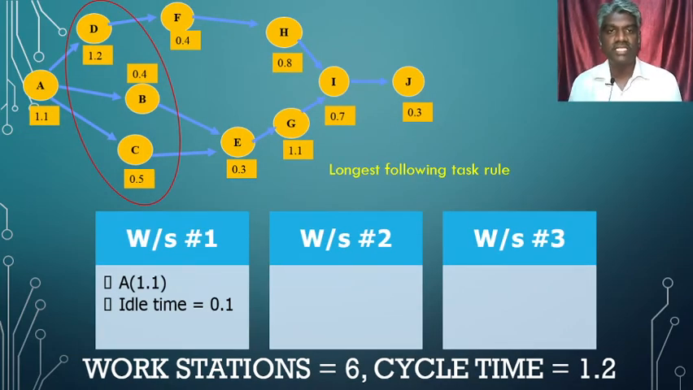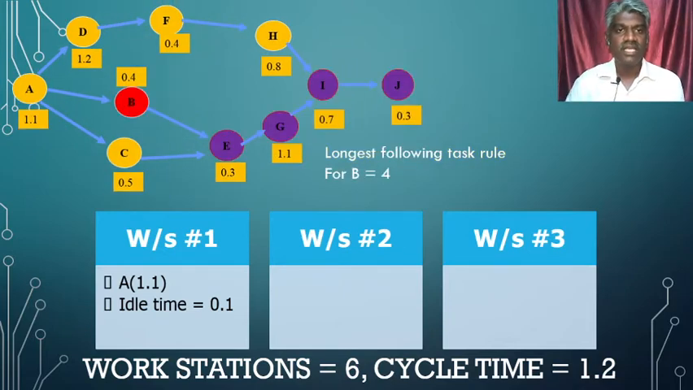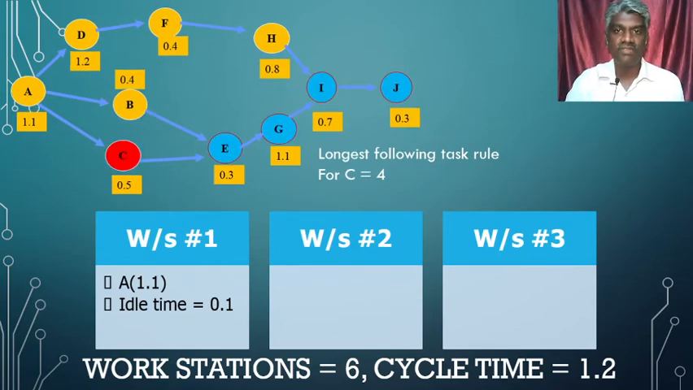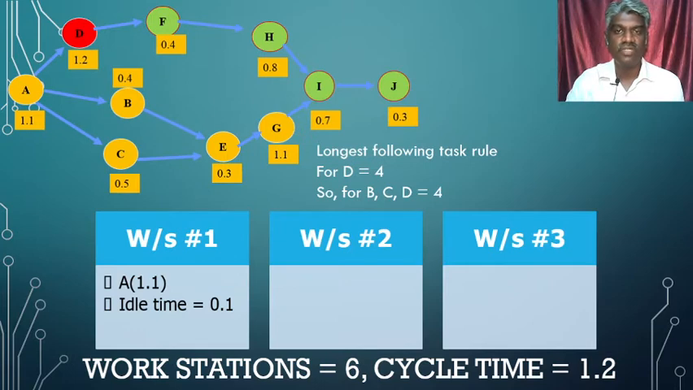In the next workstation we are going to assign the next task, and among the next tasks we have 3 equally eligible, so it can be B or C or D. We are going to use the longest following task rule and identify which task has the longest following tasks. B has E, G, I, J, 4. C has E, G, I, J, 4. D has F, H, I, J, 4. Here this particular rule cannot be applied because all three have a similar number of following tasks.